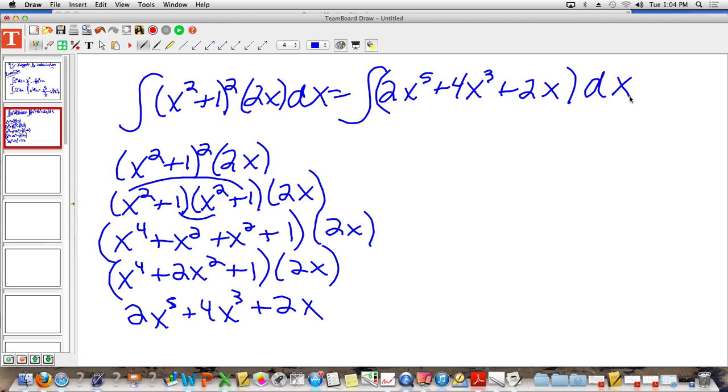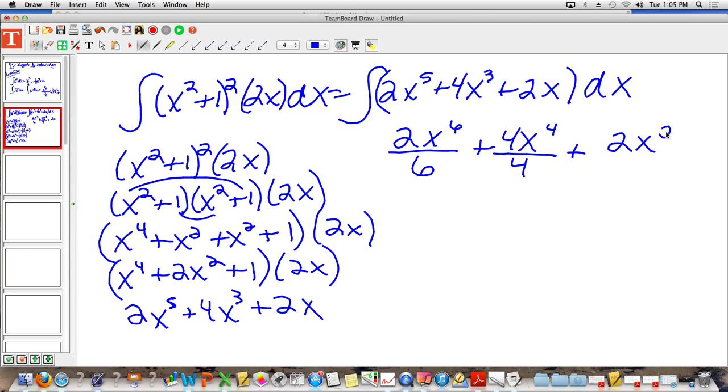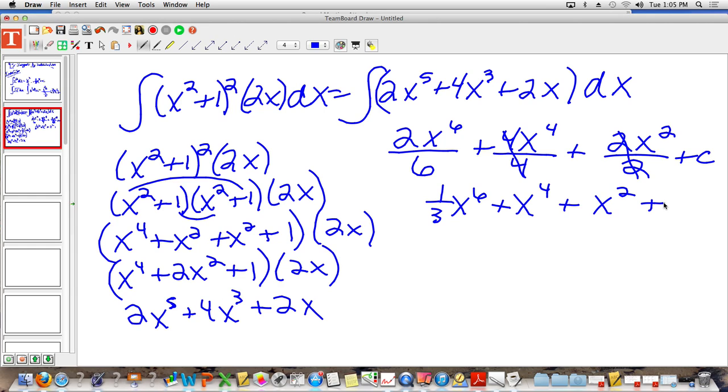How do I integrate 2x to the fifth power? Same way we always have. Very good. So 2x to the sixth divided by 6. For 4x cubed, we would do 4x to the fourth divided by 4, plus 2x, 2 divided by 2. You with me? Plus C. Clean it up. We'd end up with 1/3 x to the 6th power plus, those 4s cancel out, leaves you with x to the 4th. These 2s cancel out, leaves you with x squared.